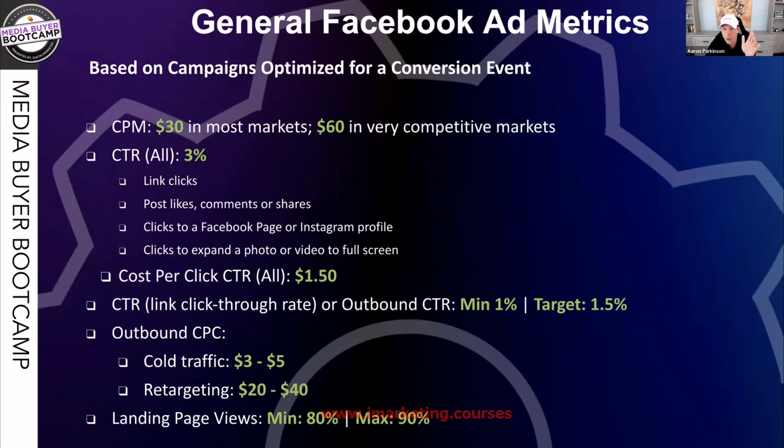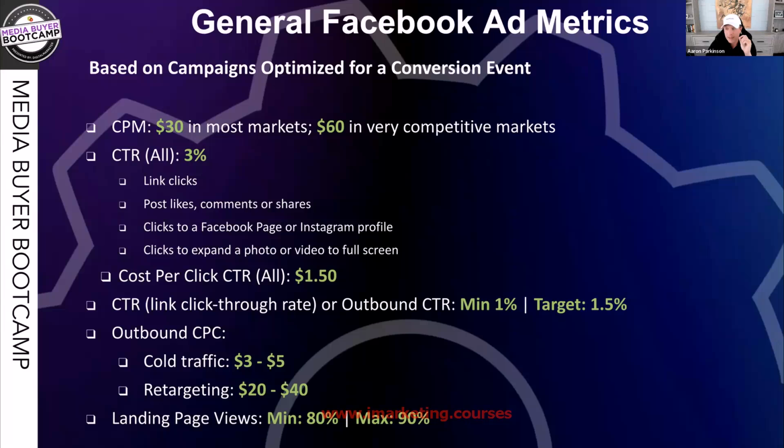When we're talking about click-through all, and this is obviously Facebook, remember, click-through all basically references anything to do with the creative, so it's based off of your images, your videos, that side of the ads. It includes your link clicks, your likes, your comments, your shares, your clicks to expand the photo or a click to watch the video. We're shooting for a click-through rate all of 3%, and that typically equates to a cost per click-through all of $1.50.